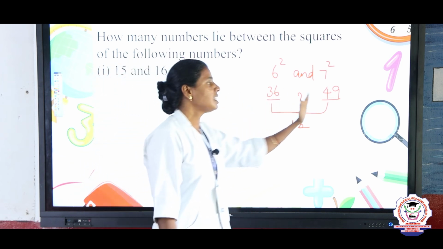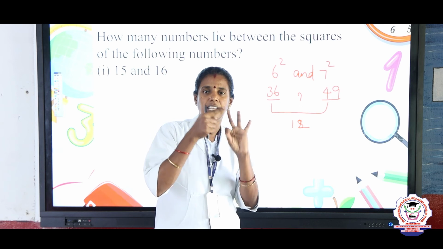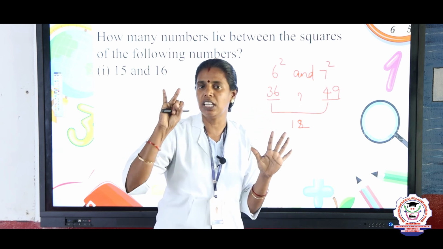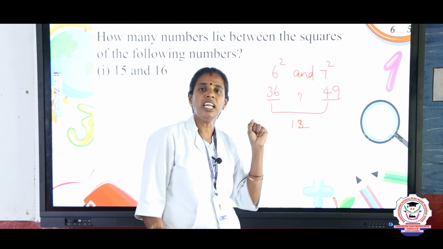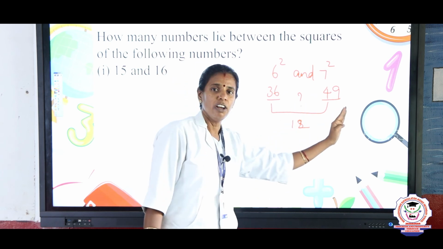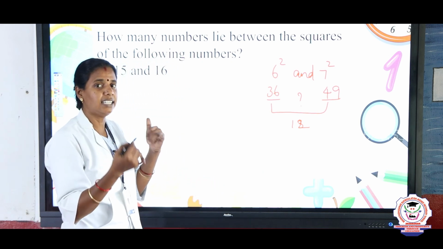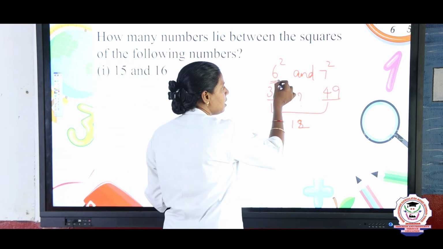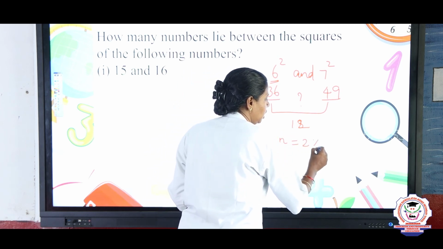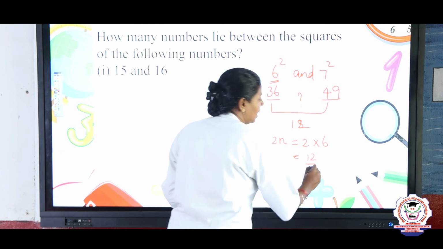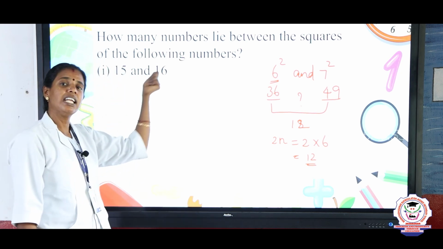6 square is nothing but 36 and 7 square is 49. In between these, how many numbers are there? We need to start from 37, 38, 39, 40, 41, 42, 43, 44, 45, 46, 47, 48. So, totally 12 numbers between 36 and 49. Without doing these calculations, we can answer directly. The first number is 6, and we take 2n, which is nothing but 2 into 6. 2 sixes are 12. Directly we can give the answer. Likewise, we can find the answer for 15 and 16 also.